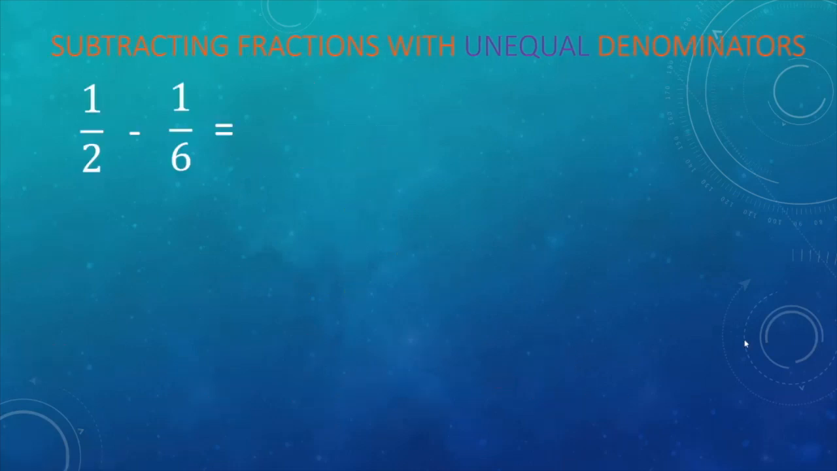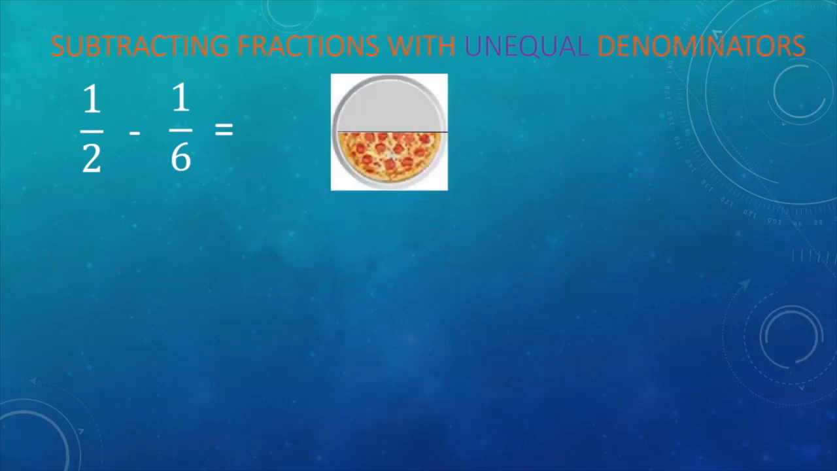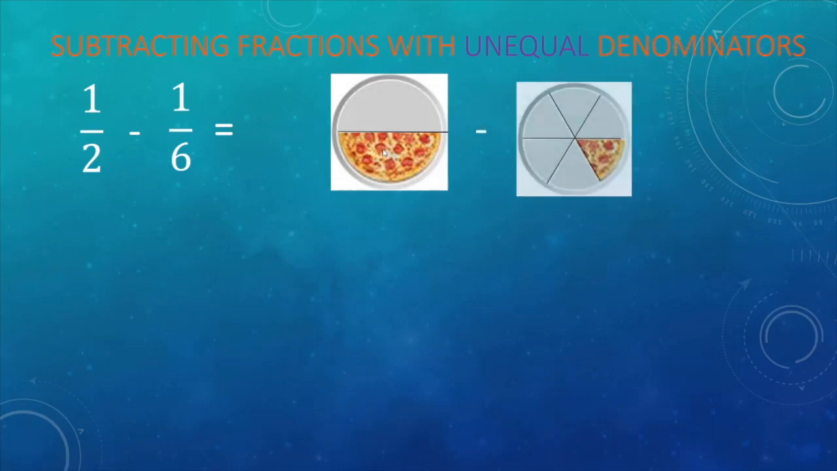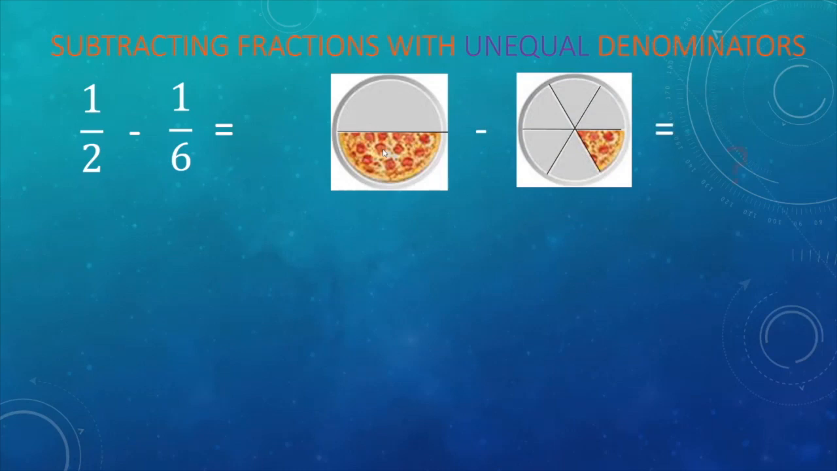Now, let's look at subtraction of fractions with unequal denominators. We need to subtract 1 over 6 from 1 over 2. Let's again use the diagram. We have a piece of pizza that is divided in 2 equal parts. And now it's lunchtime. I would like to eat some pizza. But this piece is too big for me. It will make me fat. So I would like to take a smaller piece of the pizza. How can I do that?